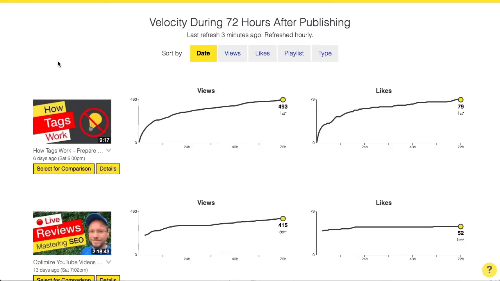Alright, let's have a look. The video I was talking about from last week is this one, how tags work, with the target keyword, how tags work. And by the way, what I meant by the best video ever on my channel, I was talking about the view velocity, which you can see here is the first place from all my videos on the channel. So it really took off well.